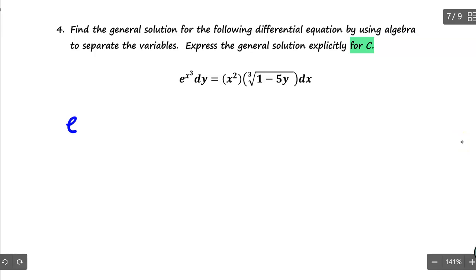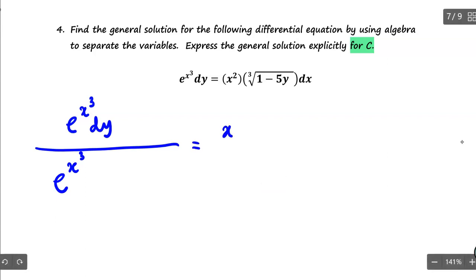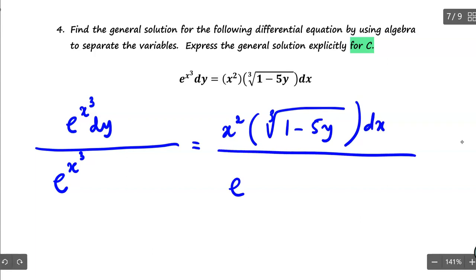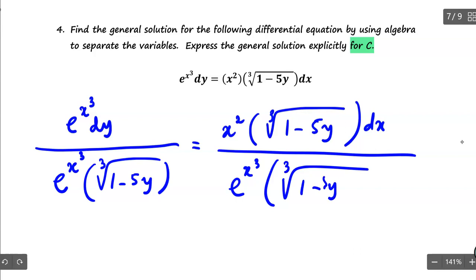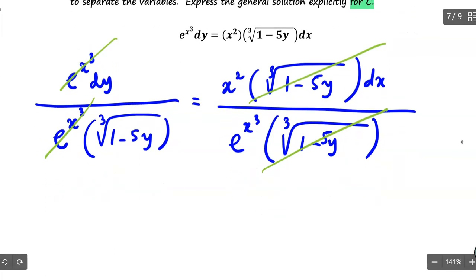I will have e raised to the exponent x to the exponent 3 dy. I said that we divide by e raised to the x to the exponent 3, right? And then here the same thing. I divide by e to the x to the exponent 3. I also divide by the cube root of 1 minus 5y. Doing this, I know that I will have that cancel with that, and that cancel with that. So when that cancels with that, what do I get?